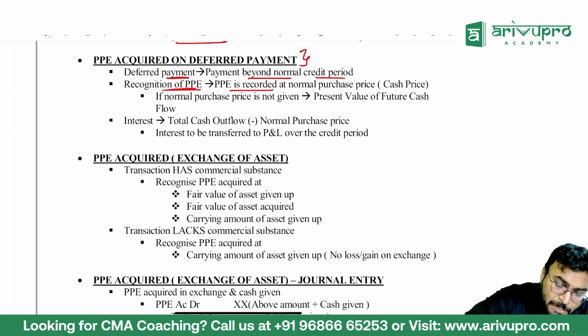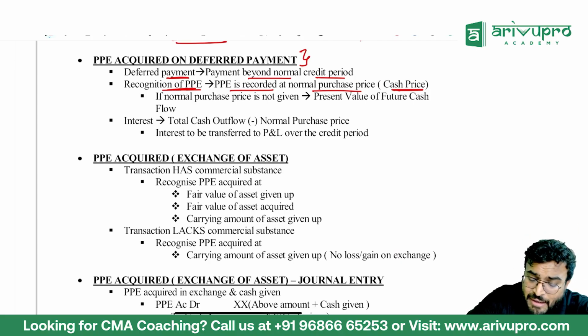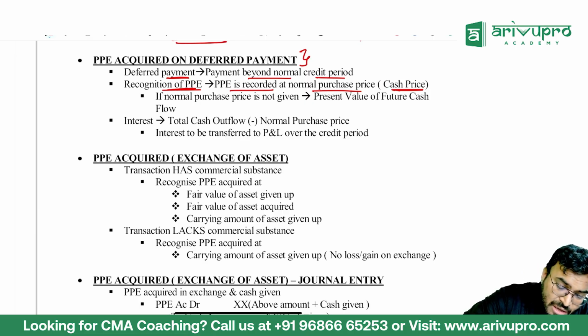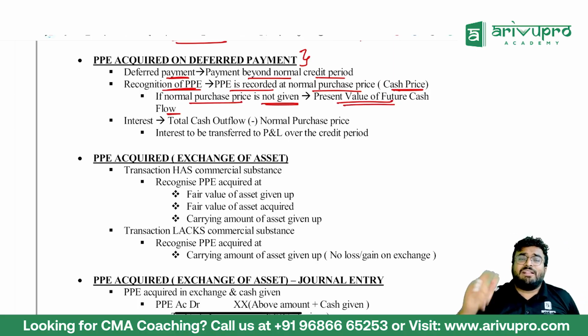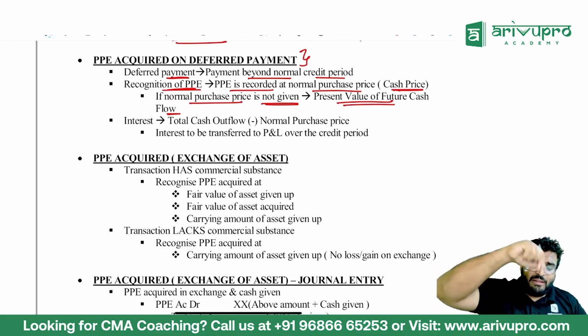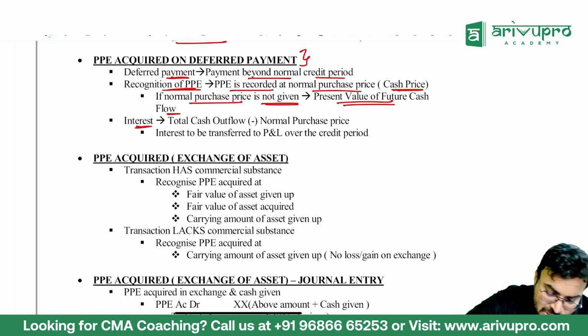Recognition of PPE. PPE is recorded at the normal purchase price, today's price. And whatever extra I am paying is going to be considered as interest. If the normal purchase price is not given, take the present value of future cash flow. If you don't know the normal purchase price, you will take the present value of what you are going to pay in the future.